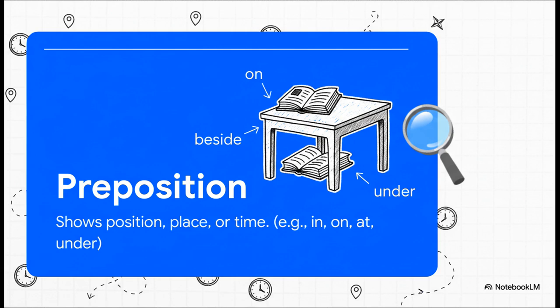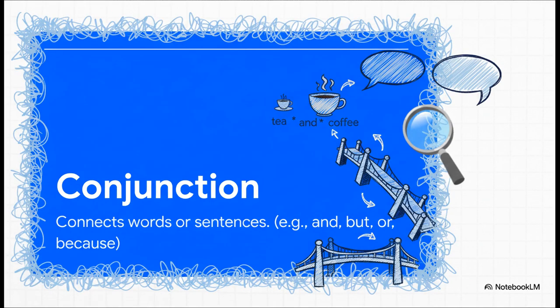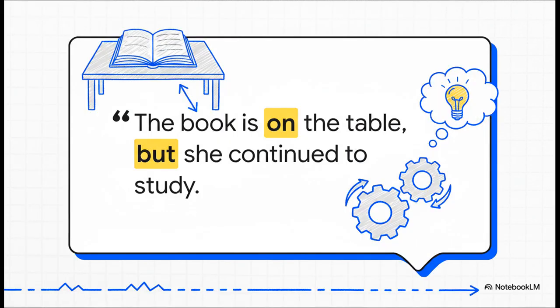Think about it. A book can be on the table, under the table, or beside the table. Each one of those little prepositions totally changes the meaning of the sentence. And next up, we have conjunctions. If prepositions show relationships, then you can think of conjunctions as the bridges of the English language. They connect individual words, like tea and coffee, or they can link entire sentences together to build much bigger, more interesting thoughts.